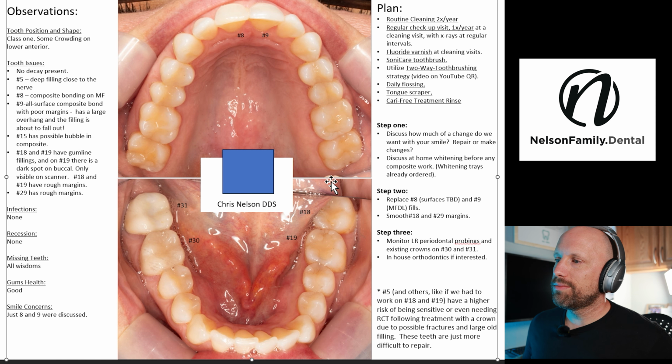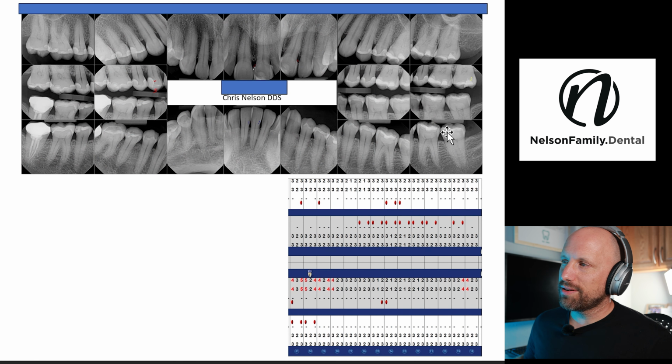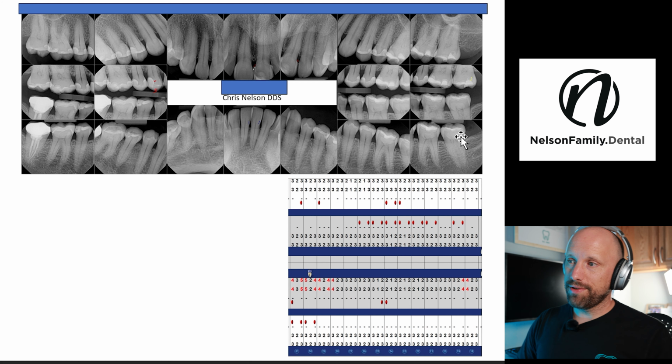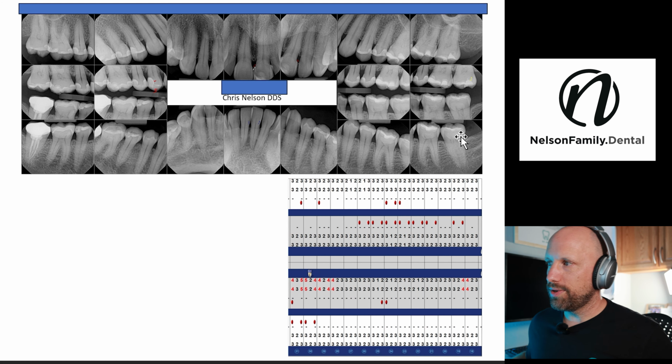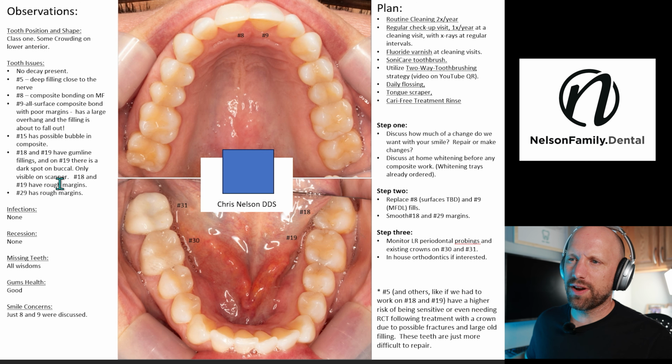So anyways, tooth number 15, we mentioned tooth number 18, they have gum line fillings. You can see them on the x-ray. They're sizable fillings on the side of the tooth, and they're more visible on our 3D scan. I mentioned that one of them has some stain, has some rough margins, so it's just not polished very well. And then another one, tooth number 29, we mentioned has some rough margins.